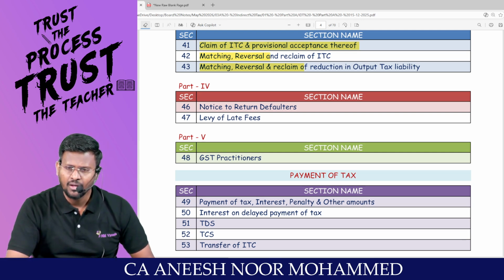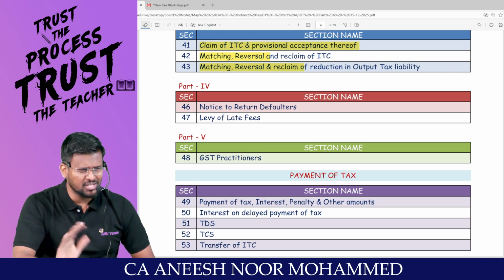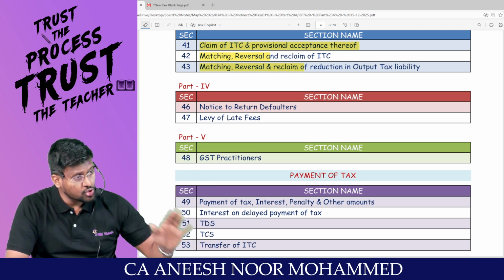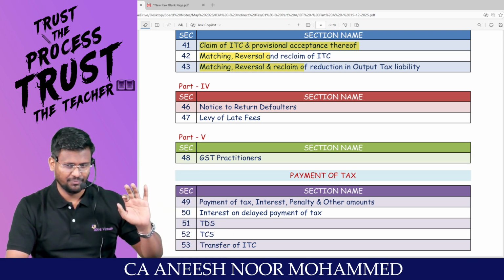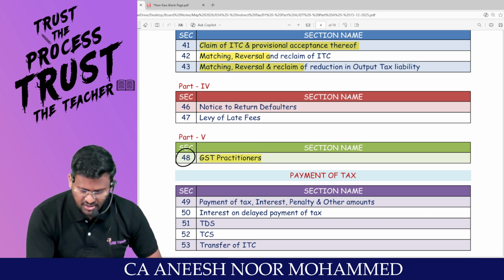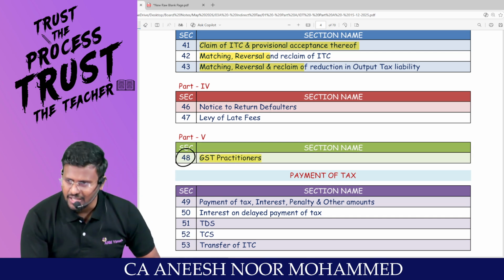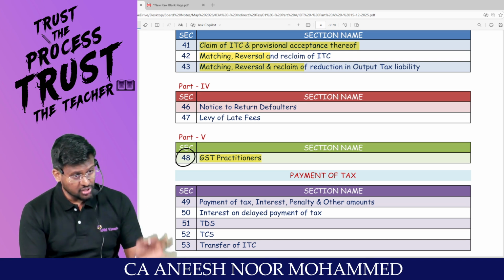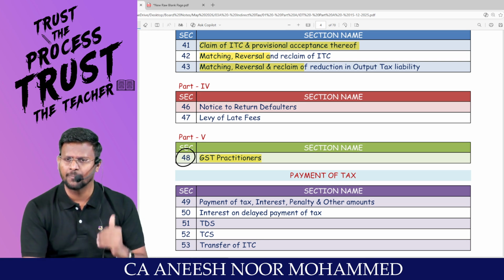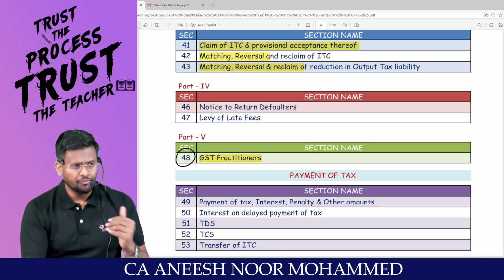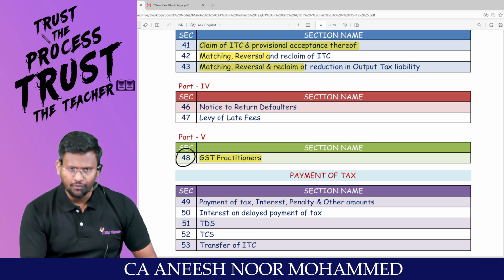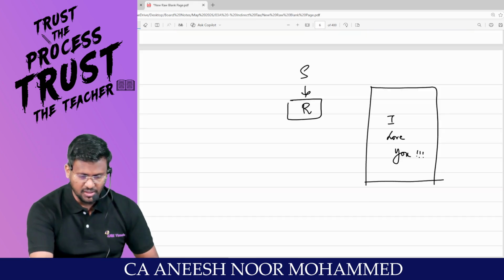But the department or the government does not think that every return has to be filed by a chartered accountant. So there are people called GST practitioners, under section 48. Those GST practitioners can file returns under sections 37, 38, 39, 40, 41, 42, 43, 44, 45, 46 and 47. Come on, man.